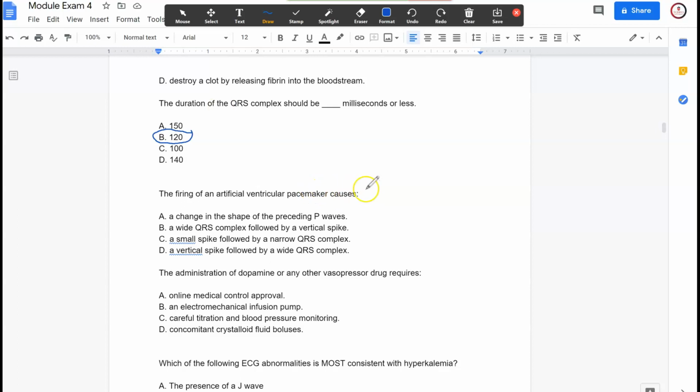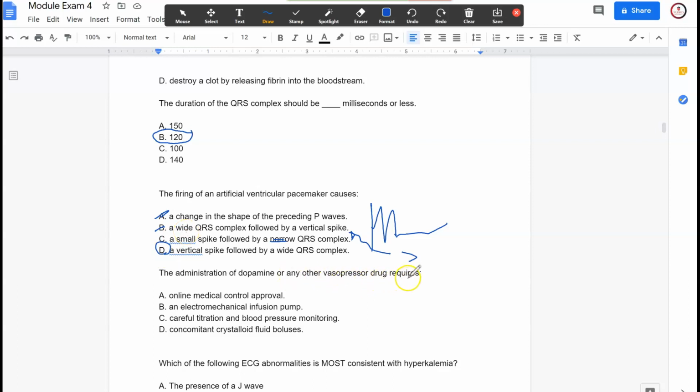Firing of artificial pacemaker causes what? Okay, so a change in the shape of the preceding P wave? No. If its P wave has already happened, it's not going to change its shape. A wide QRS complex followed by a vertical spike? No, that's backwards, right? Usually you get the vertical spike and then you get your rhythm. So no. Small spike followed by a narrow QRS complex? No, your narrow QRS complex would indicate that you're going down the correct pathways. A vertical spike followed by a wide QRS complex, there's your best answer.